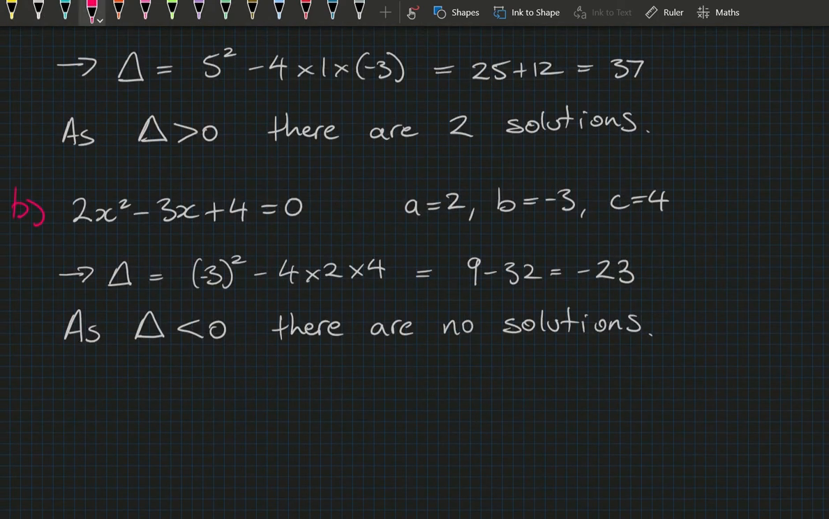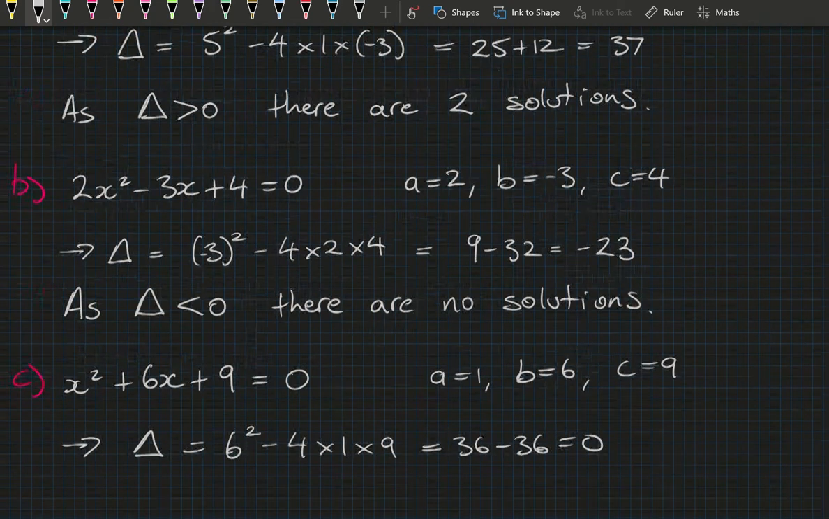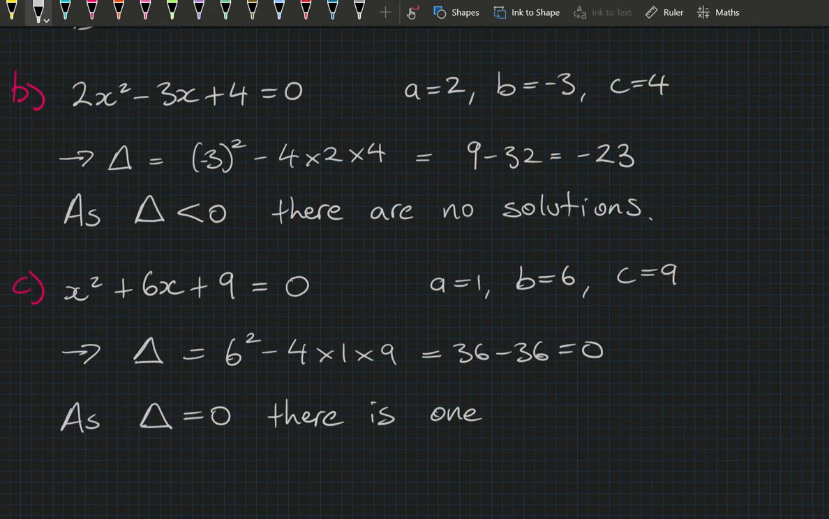And in part C, we have a quadratic equation of x squared plus 6x plus 9 equals 0. Now, without going any further, I know this is going to be one solution because x plus 3 squared will equal x squared plus 6x plus 9. But anyhow, let's go on with the exercise here. A is equal to 1, b is equal to 6, and c is equal to 9. So therefore our discriminant is equal to 6 squared minus 4 times 1 times 9, which equals 36 minus 36, which is 0. And as our discriminant's equal to 0, there has to be one solution.